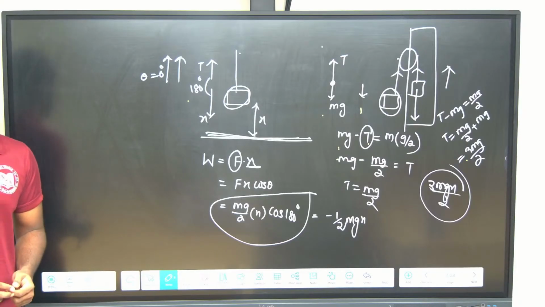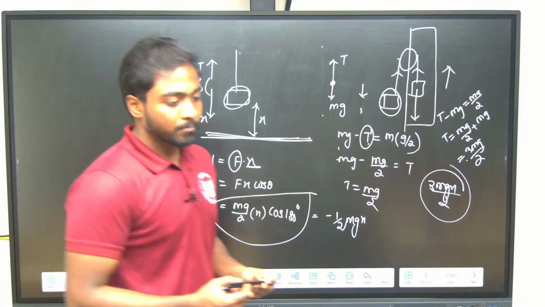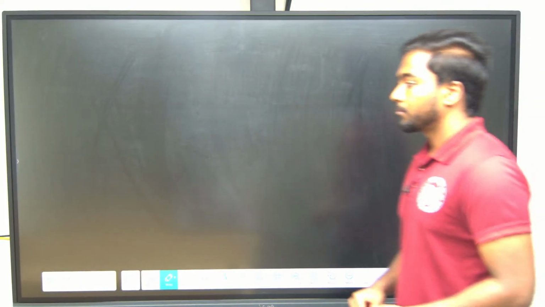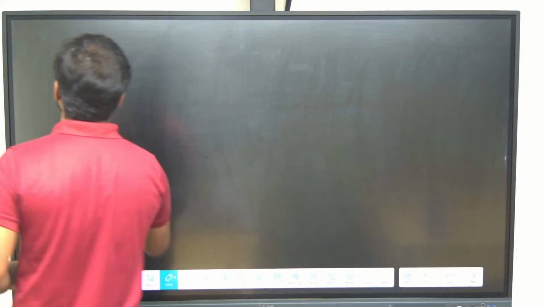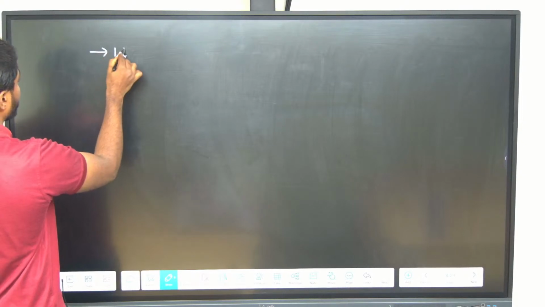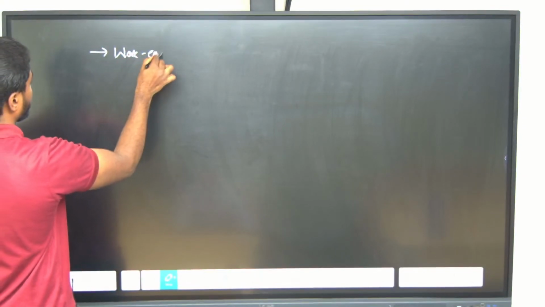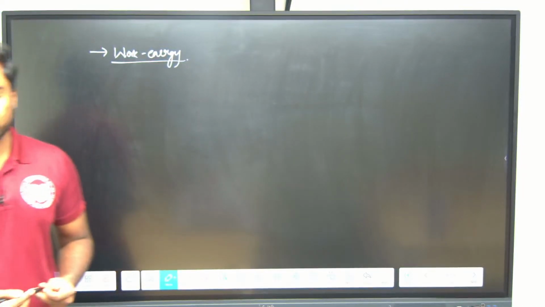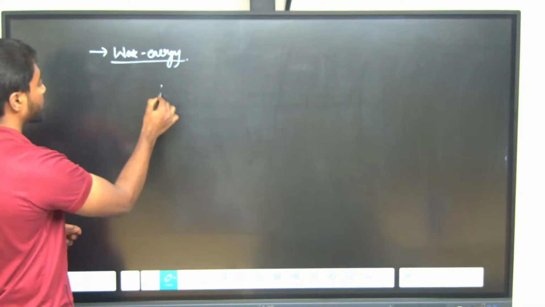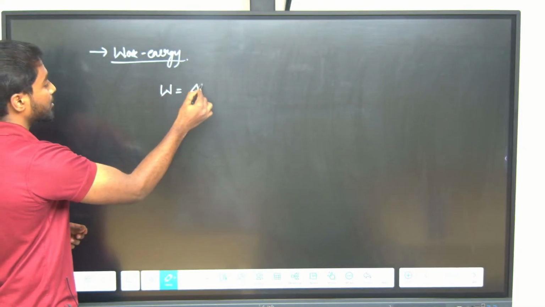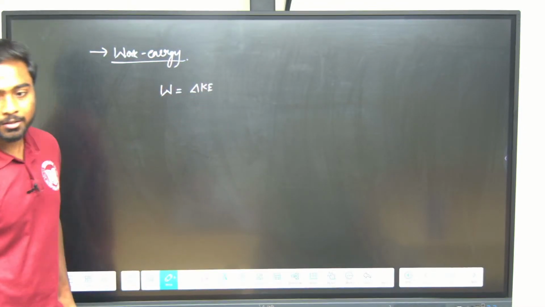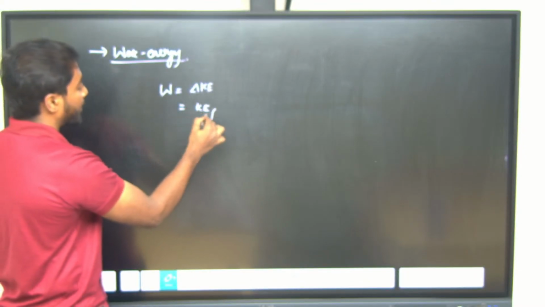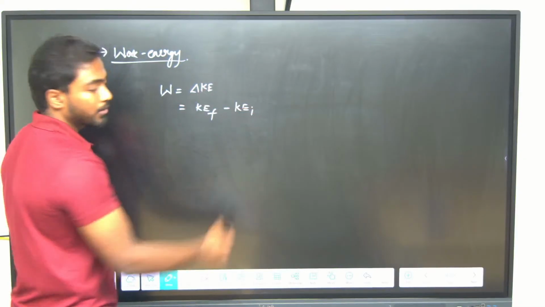Done. Okay, write down the next topic: work energy theorem. Work energy theorem. So, the formula is W equals change in kinetic energy. So, kinetic energy final minus kinetic energy initial.